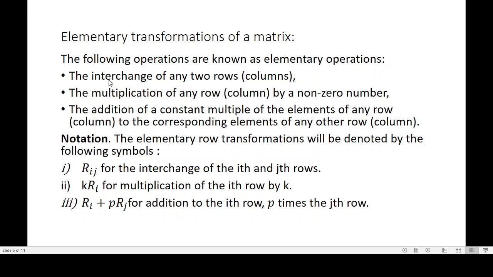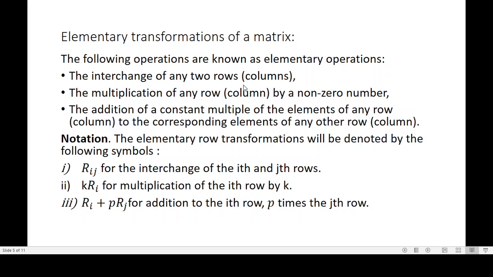So for example, you can interchange R1 and R2, that is first and the second row. Or you can multiply any row by a non-zero number. For example, you multiply the elements of the second row by 2. That means multiplication of any row by a non-zero number. The addition of constant multiple of the elements of any row to the corresponding elements of any other row. That is, if you are multiplying third row elements by 3 and adding those elements to the corresponding elements of the second row, then it is the third elementary transformation.